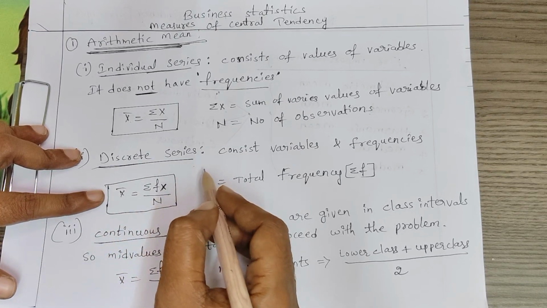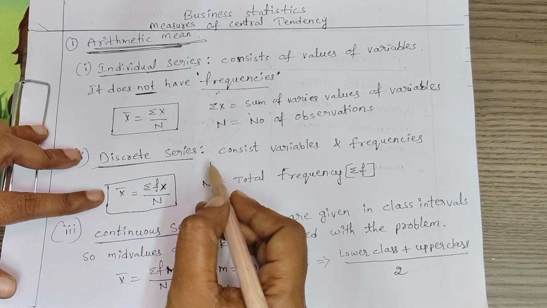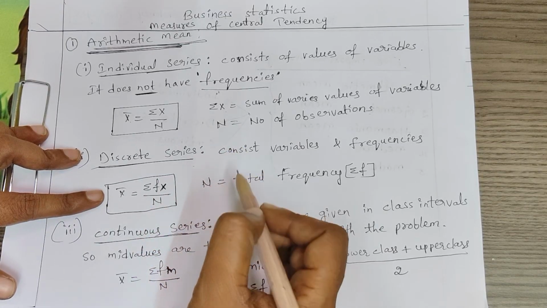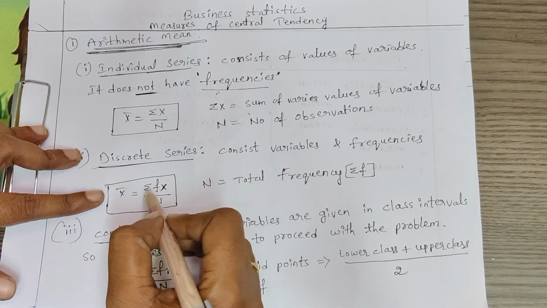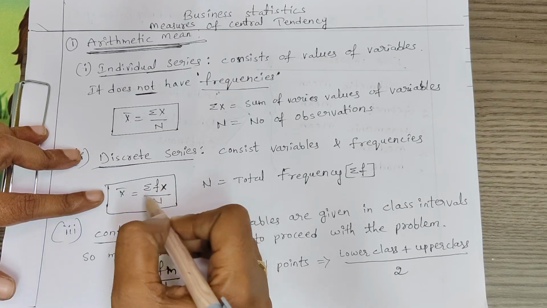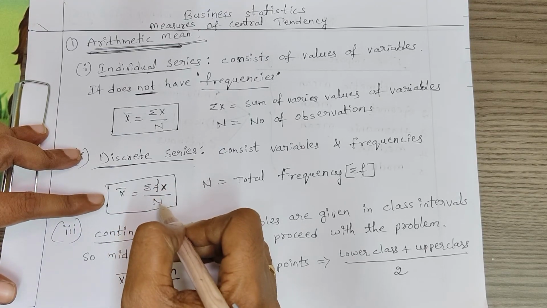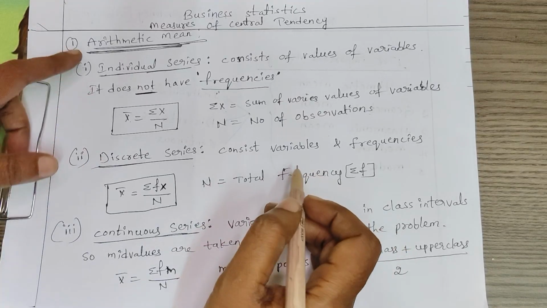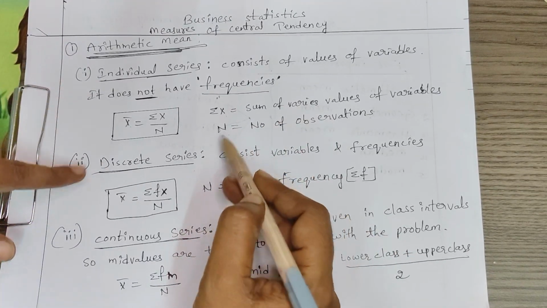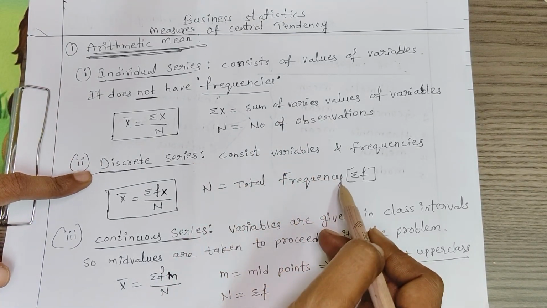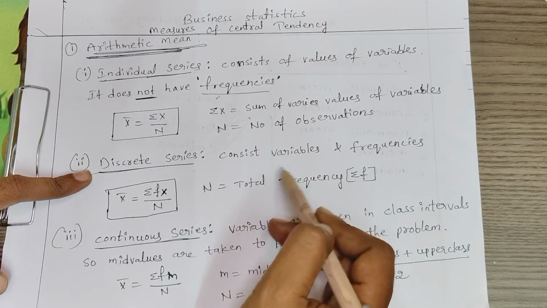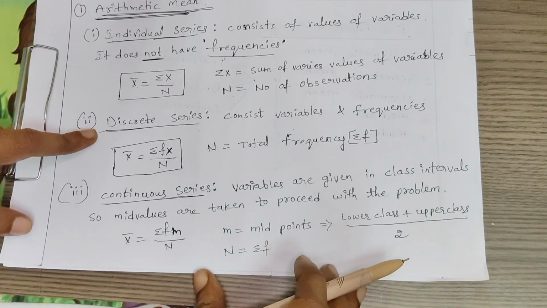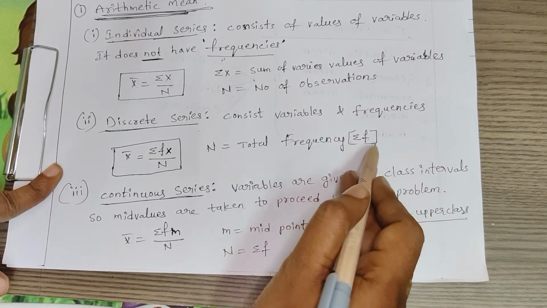You will have frequencies as well as x values in your question. Just multiply both x and f values. You will get one column. The total should be called summation of fx divided by n. N is nothing but, in discrete series, n is equal to total frequency. See here, in individual series it is the number of observations, in discrete series it is total frequency, because here frequency is available. If you have frequency, take the frequency total, that should be n. Summation of f, total of f.